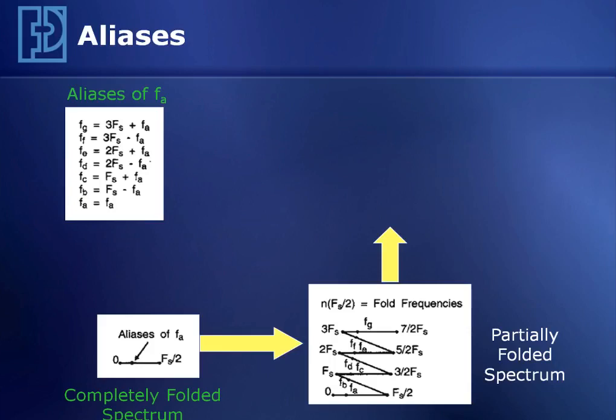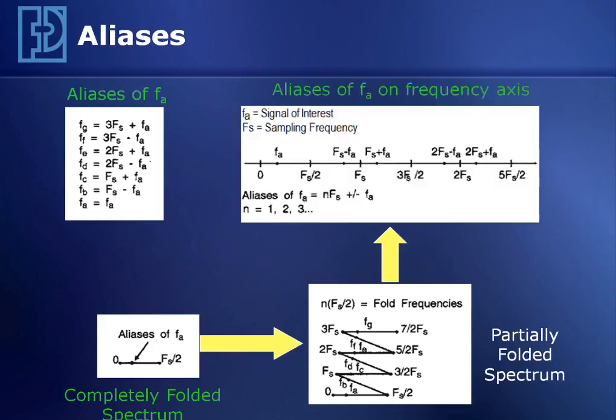And as we can see in this chart, we've partially unfolded the spectrum. When we completely unfold it and create a frequency axis, it shows us clearly the aliases of our signal of interest, FA, on the frequency axis. So this is how I remember the aliasing formula, graphically depicted in this way.